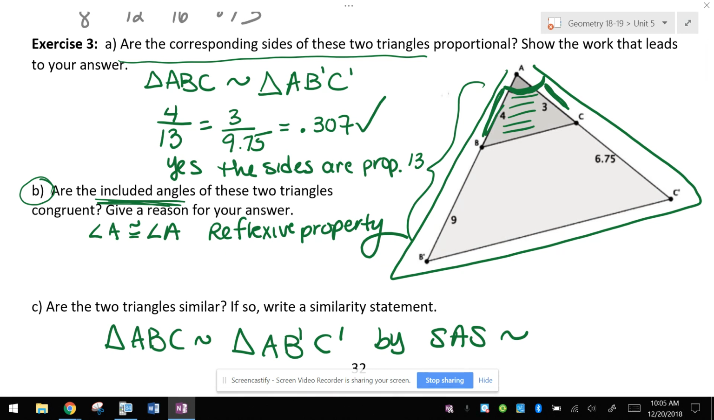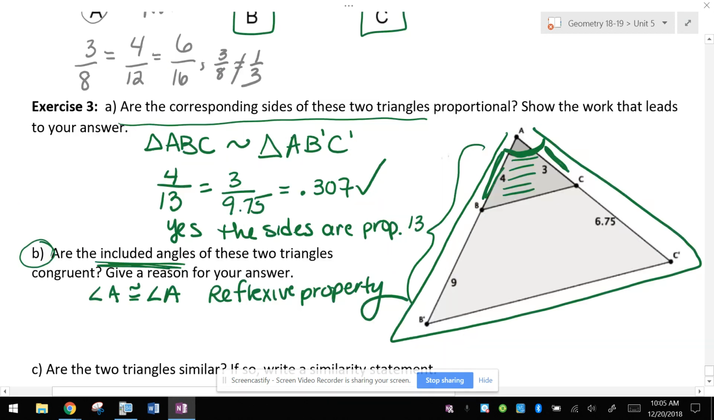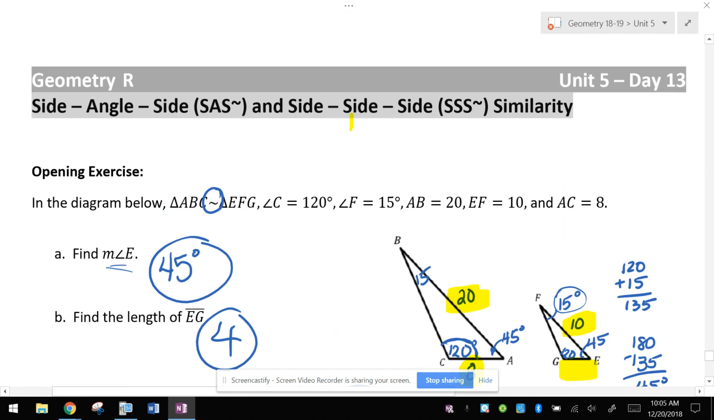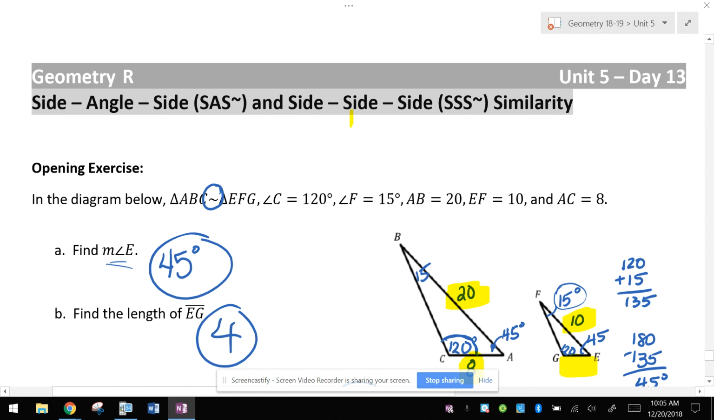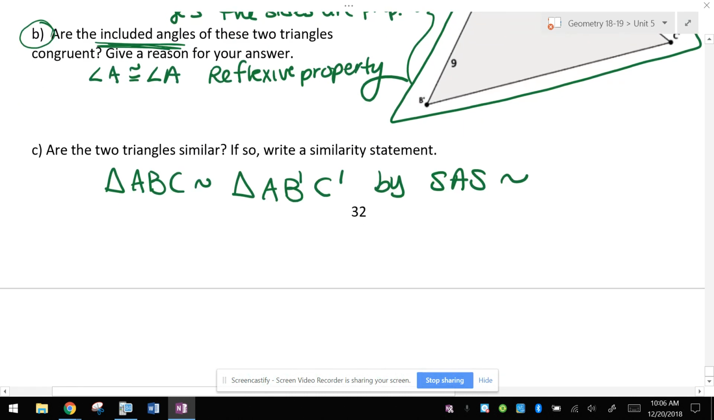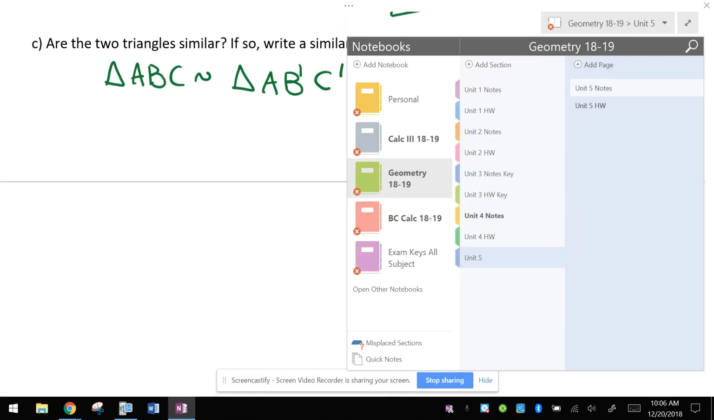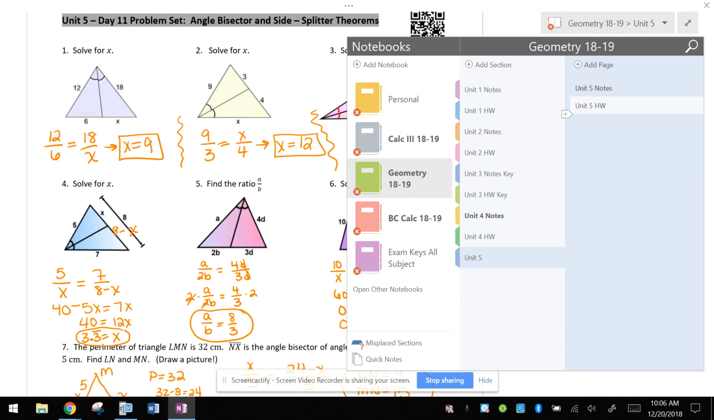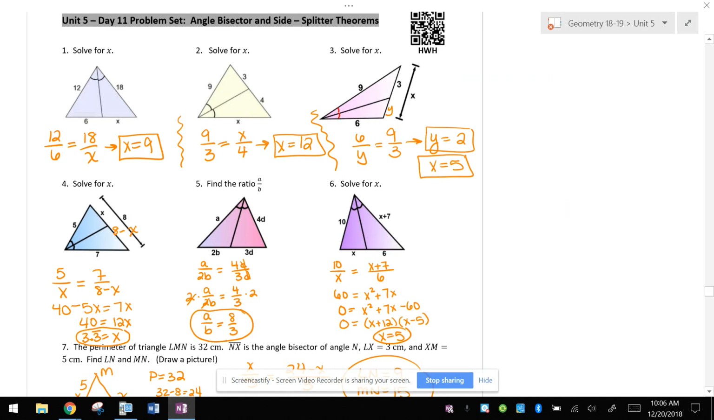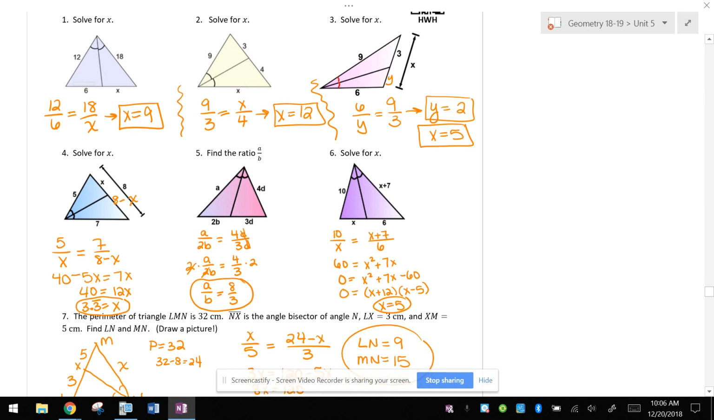Okie dokie. All right, so your homework is the day 13 homework in your blue packet. I got to admit, I don't know what page that is, but you can find it. Day 13 homework in your packet. All right, and then I'm going to be quiet for a second, and I'm going to pull up the answers to last night's homework so you can quickly check those before you start tonight's. So here are the answers to last night's, your angle bisector and side splitter stuff. I'm going to leave this up here for like 5 minutes so you can check it. And once you're done checking, you can start your homework.